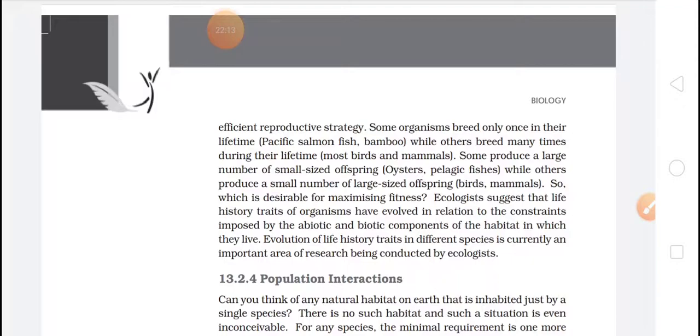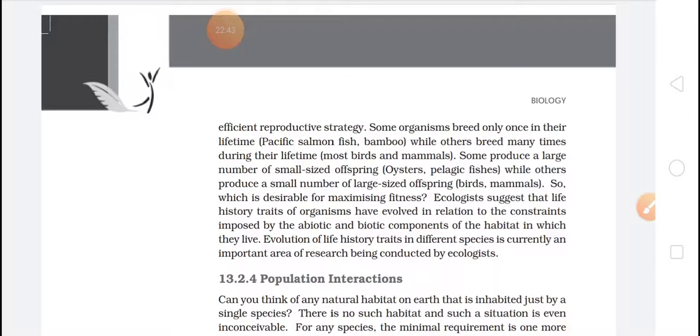Some organisms breed only once in their lifetime. There are many organisms like salmon fish and bamboos, while others breed many times during their life, like birds and mammals. Some produce a large number of small-sized offspring, while others produce a small number of large-sized offspring. So which is desirable for maximizing fitness?